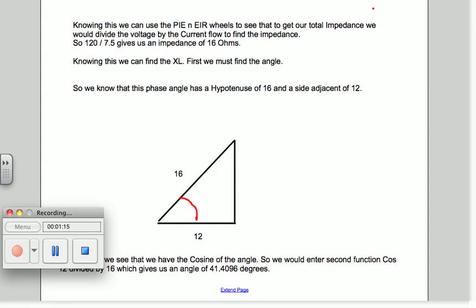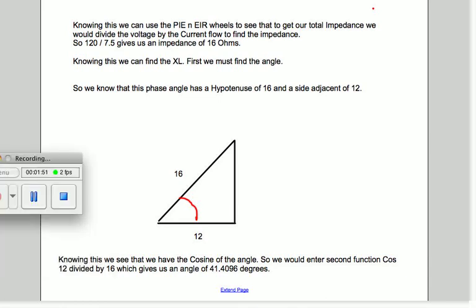So knowing this, we can use the P-E-I, E-I-R wheels to see that to get our total impedance, we would divide the voltage by the current flow. We have 120 volts and we have 7.5 amps, so we're going to divide 120 by 7.5, which gives us a total impedance of 16 ohms. Now we took a pure DC resistive measurement on these windings, we found 12 ohms, right? So that tells us our phase angle, does it not?